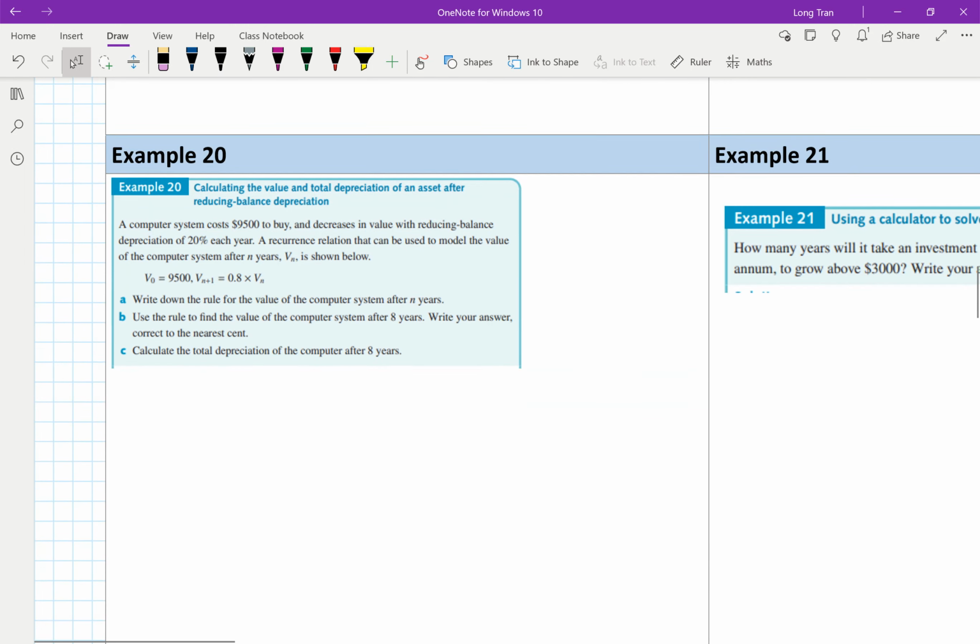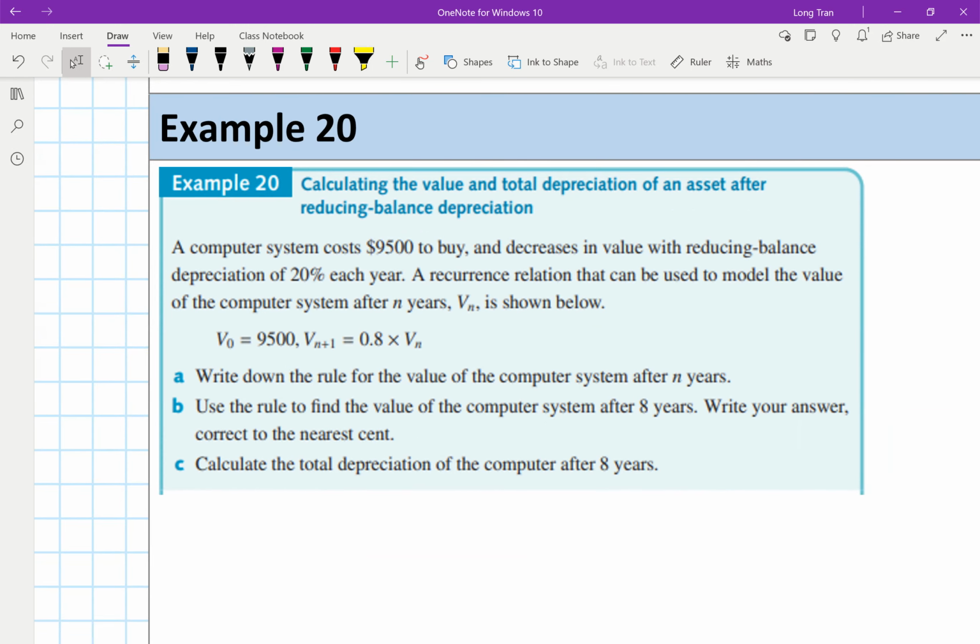Let's have a look. Example 20. It says, calculating the value and total depreciation of an asset after reducing balance depreciation. Big words. Let's just find out what they're trying to say. They tell you that a computer system costs $9,500 to buy. So that's obviously the amount that I'm forking out right now. And it decreases in value with reducing balance depreciation of 20% each year.